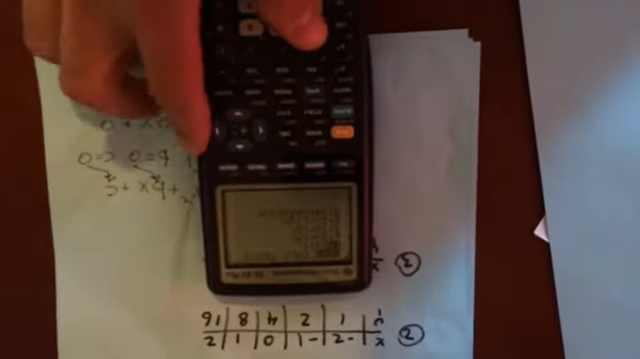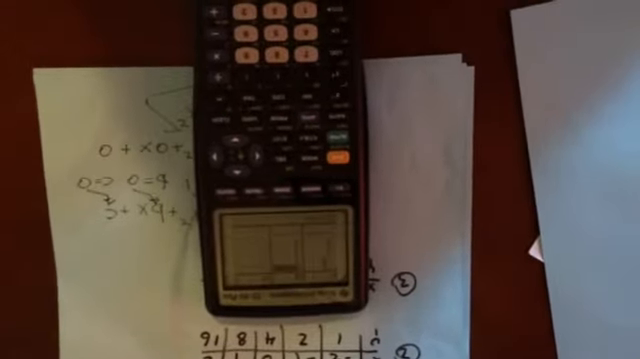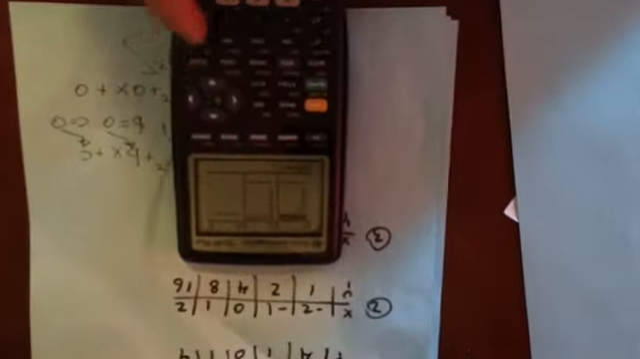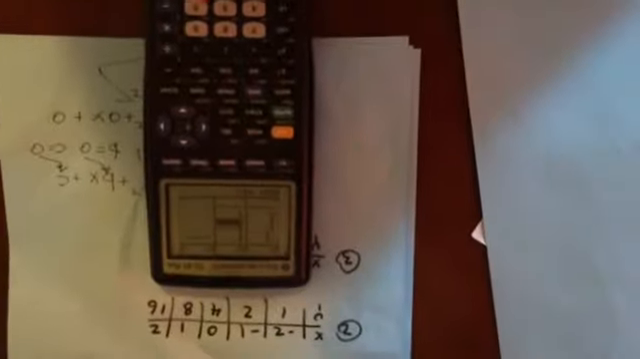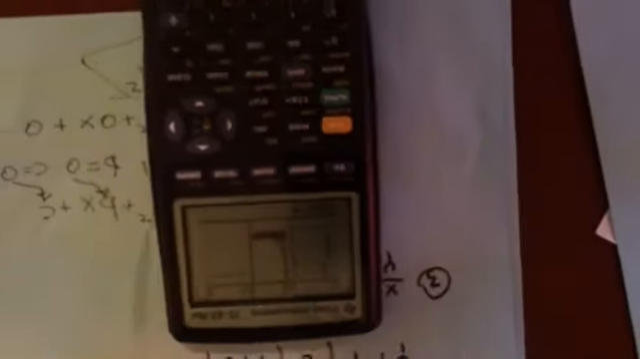I'm going to go back into my stat screen, go to edit again, and I'm going to just replace these values with the new values. My x's are still -2, -1, 0, 1, and 2. I don't need to change those. But my y's are now 1, 2, 4, 8, and 16. Make sure that they match up, and they do.